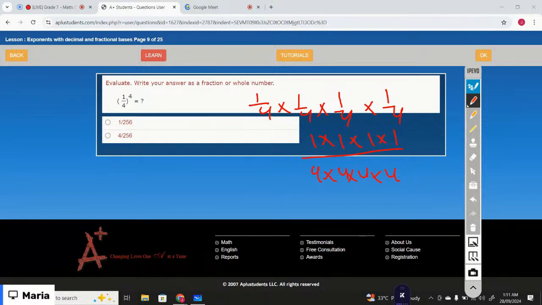That is option number 1 is the correct option. That is 1 divided by 256. Option number 1 is the correct option.